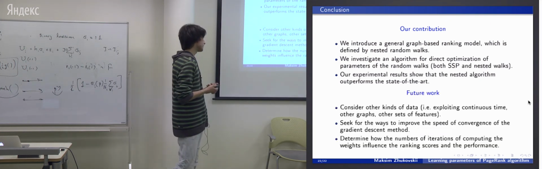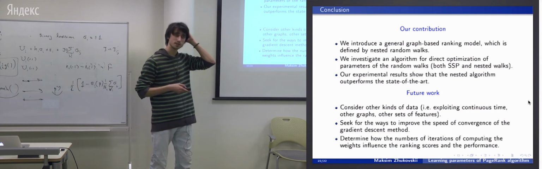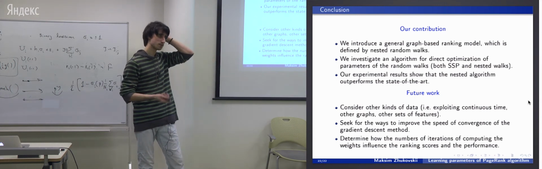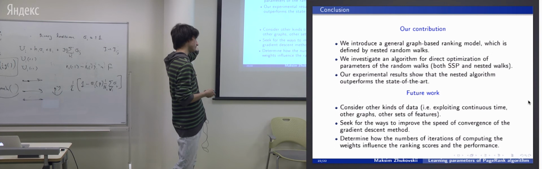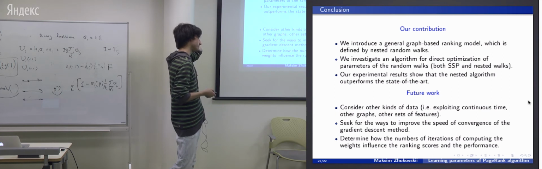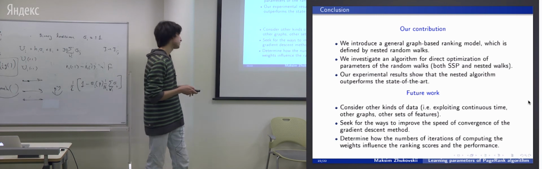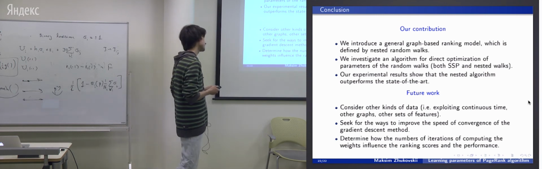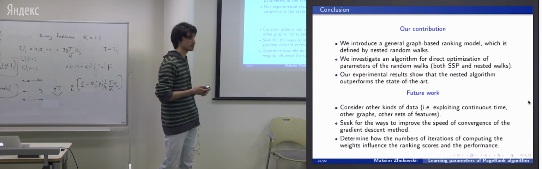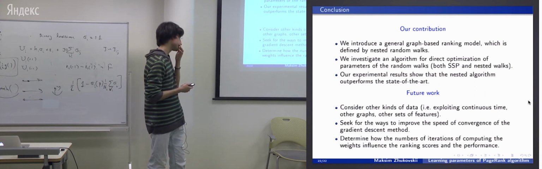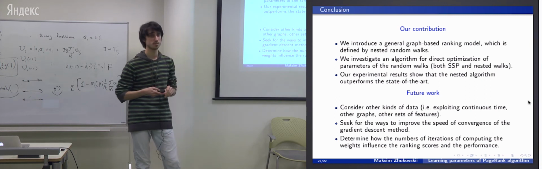And our future work is to consider different graphs, different types of features, and we also want to improve the speed of convergence, of course, to find the global maximum or the global minimum in the problem, and determine how the numbers of iterations of computing the weights influence the ranking scores and the performance.